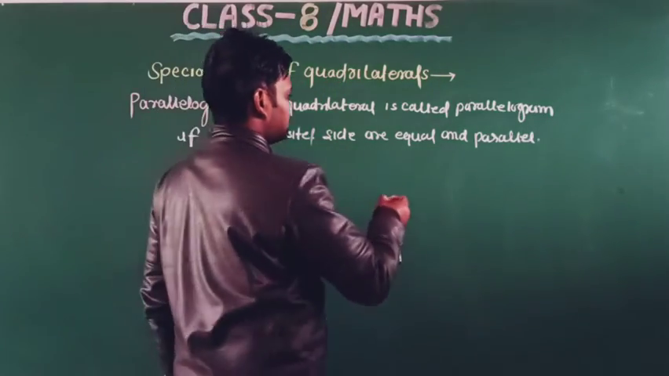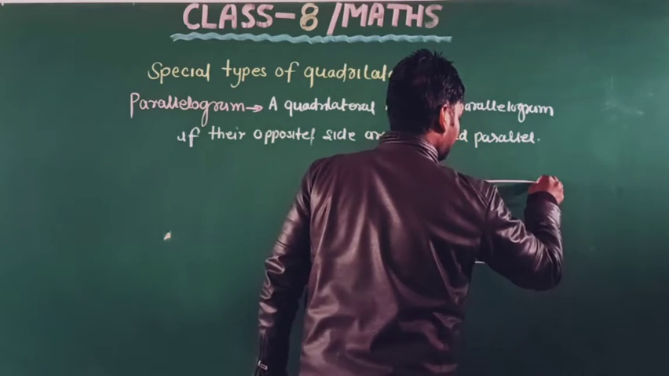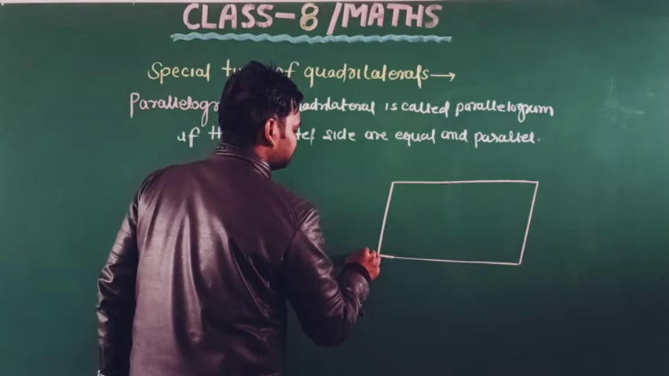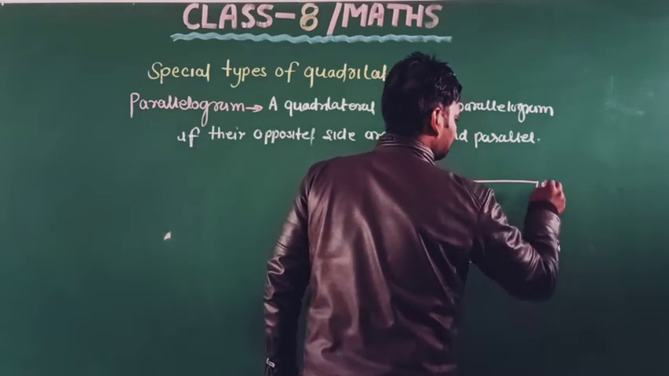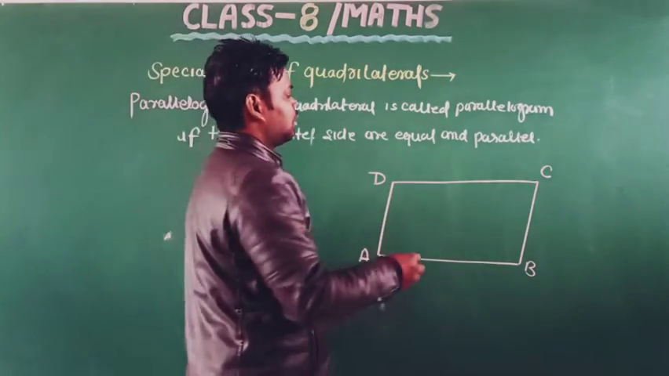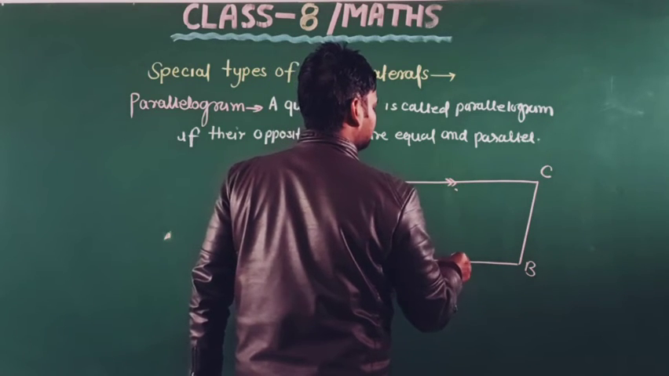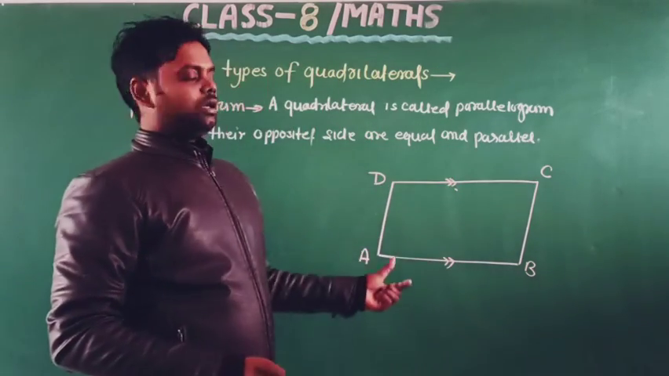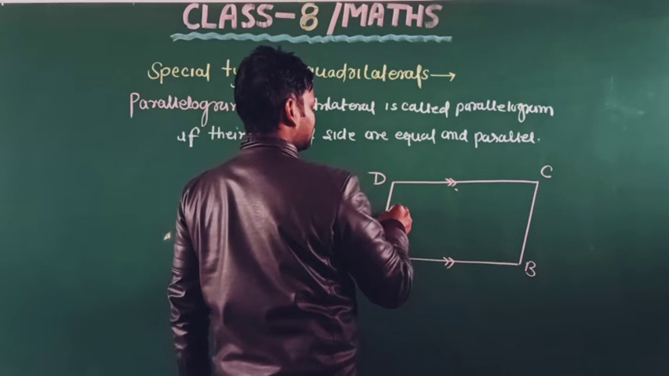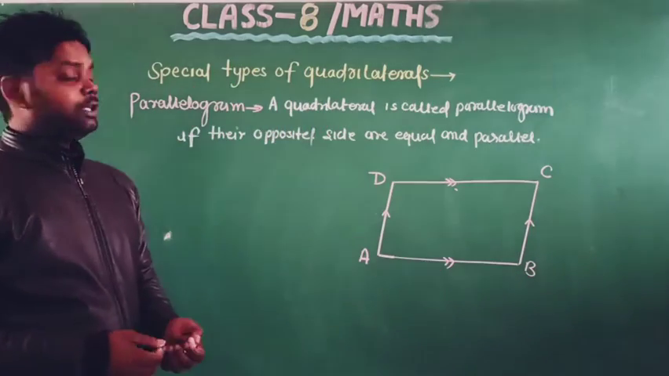Okay, so let us see its diagram. This is a figure of parallelogram ABCD. Here ABCD is a parallelogram where pairs of opposite sides are equal and parallel, where AB is parallel to CD and similarly AD is parallel and equal to BC.